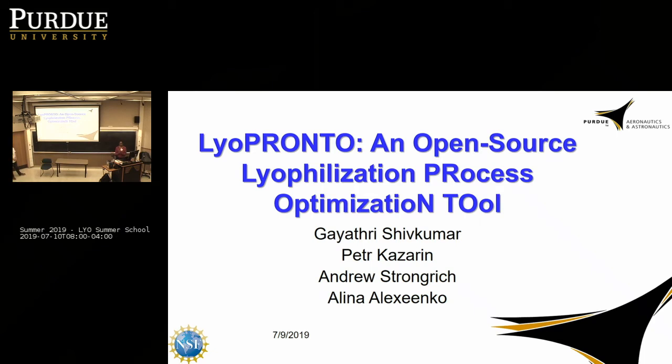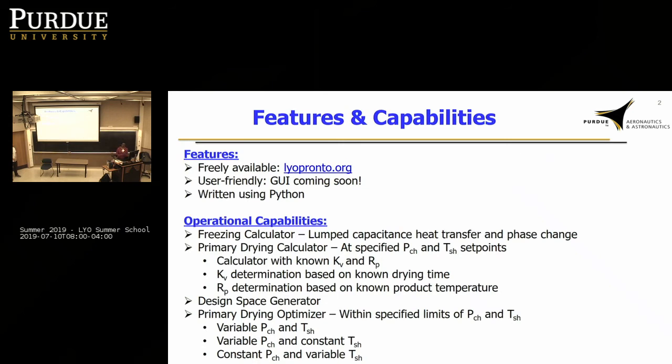Very soon we're going to have a GUI that's going to be built, and we're also going to have the capability for you to run it online. So that's coming up very soon, so stay tuned. So basically it's freely available, open access, anybody can use it. We're hoping all of you use it and then give us some feedback about improvement and so on. It's available on lyopronto.org. That's where you need to go to download it. Peter will show you at the end.